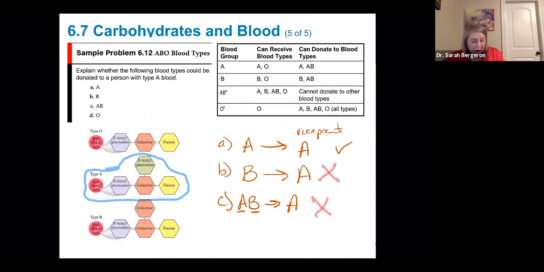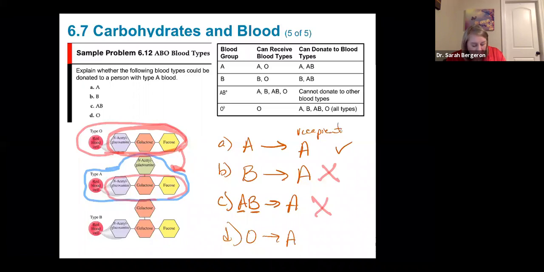All right. And the last one, D, we're type O going to type A. So that means that we are this blood type trying to give to this blood type. And you can do that because type O has this saccharide grouping that is also in type A. And so it's okay for type A to receive type O blood.